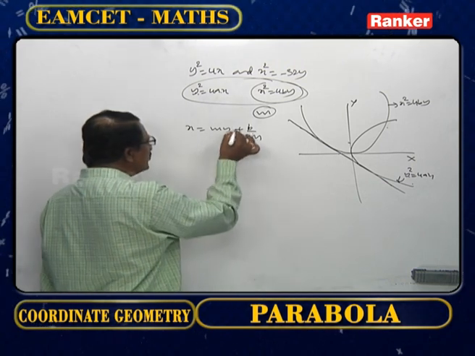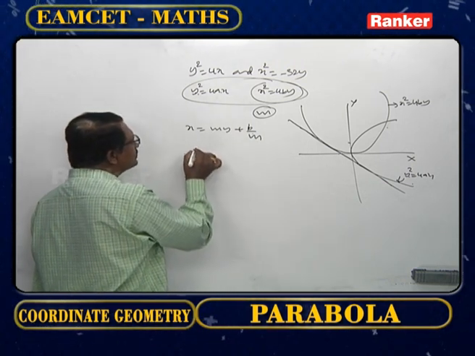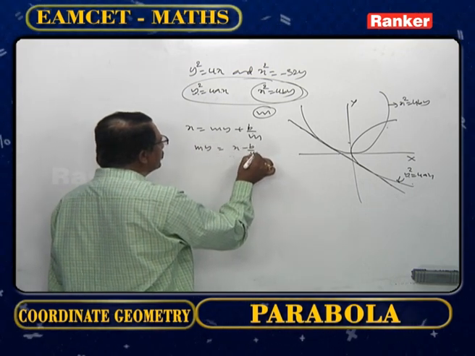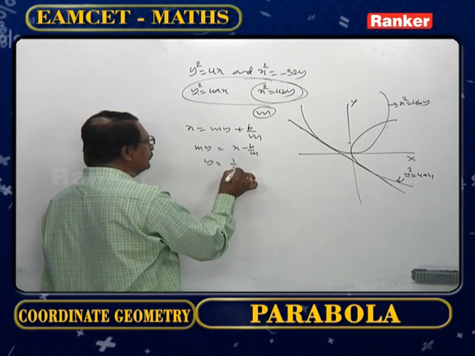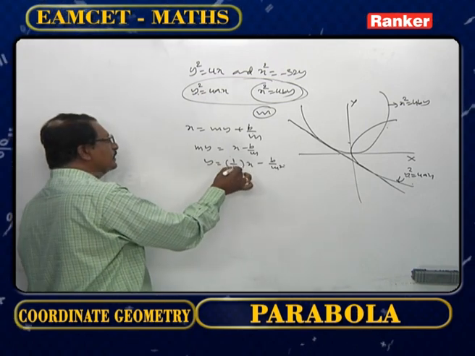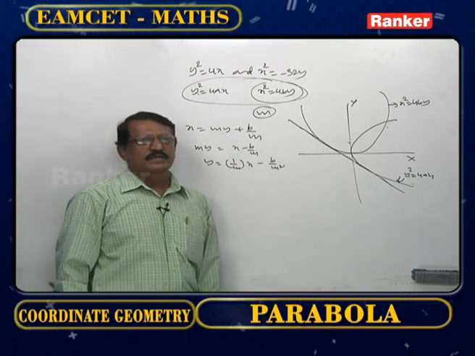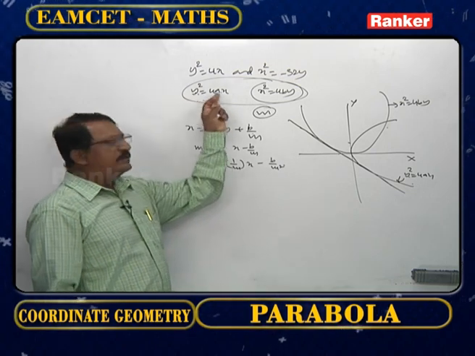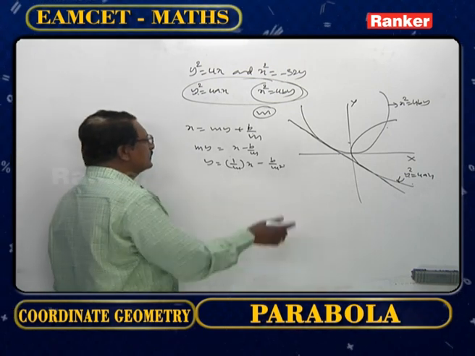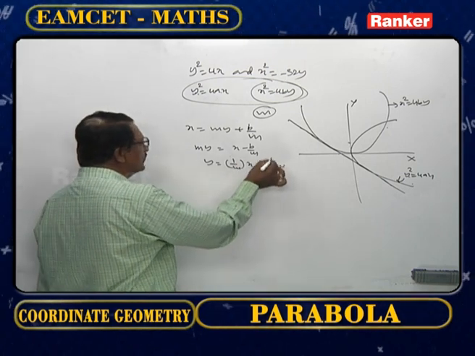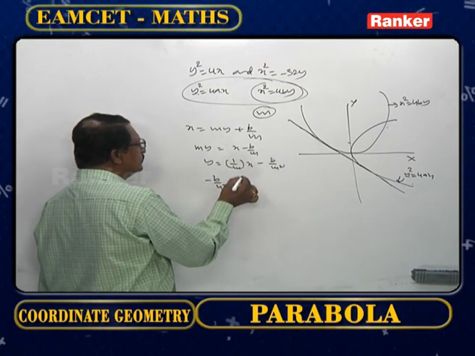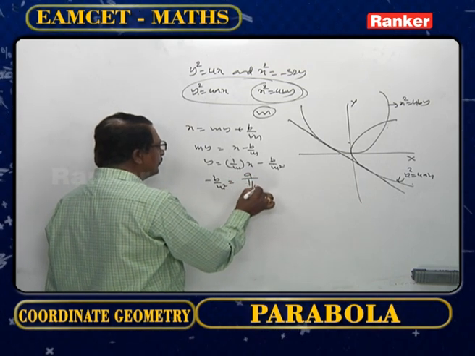Now convert this equation into the form y equals mx plus c. So y equals 1 by m into x minus b by m square. Since it is also tangent to the parabola y square equals 4ax, c equals a by m. Here c is nothing but minus b by m square, so minus b by m square equals a by 1 by m.